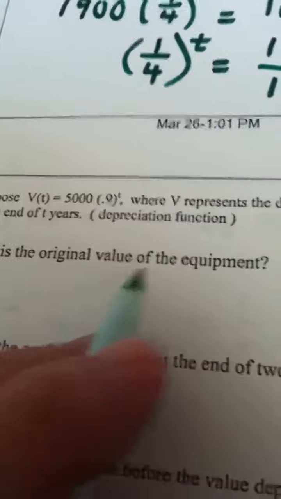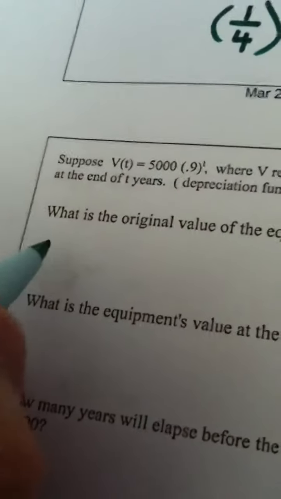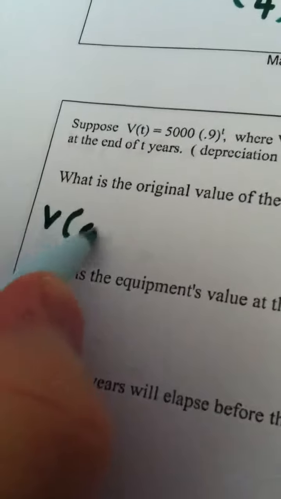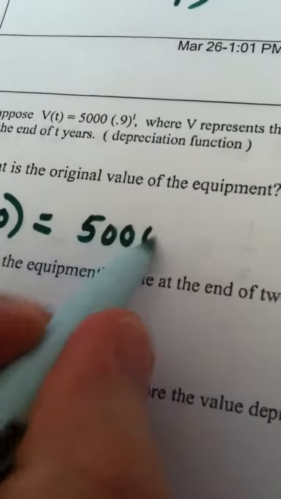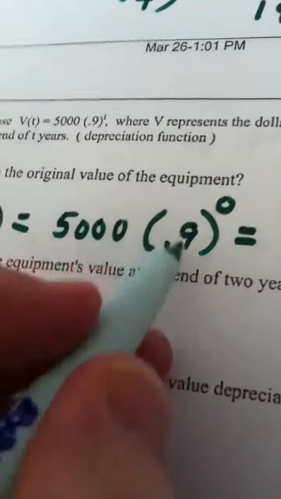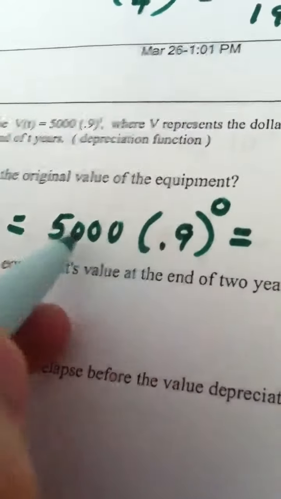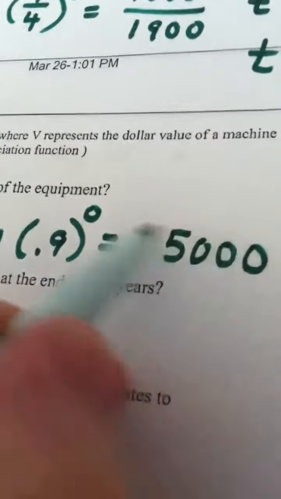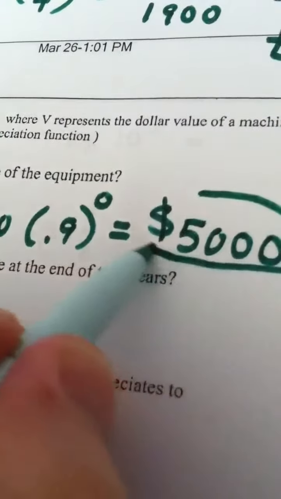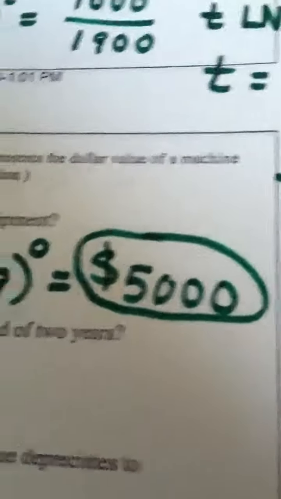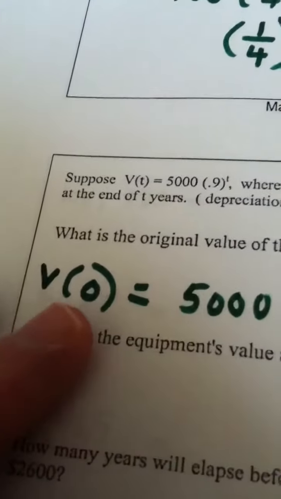What is the original value of the equipment? In other words, at time 0. So they want me to find V of 0. That would be 5,000 times 0.9 to the 0 power. 0.9 to the 0 power is 1. 5,000 times 1 is 5,000. So whatever this machine is at time 0, in other words, the day I bought it, at the beginning of my ownership, it was worth $5,000.